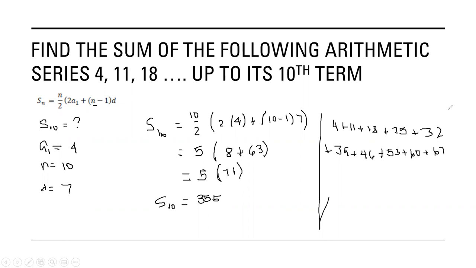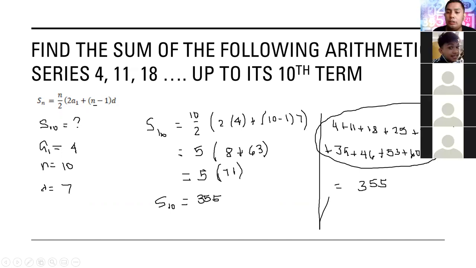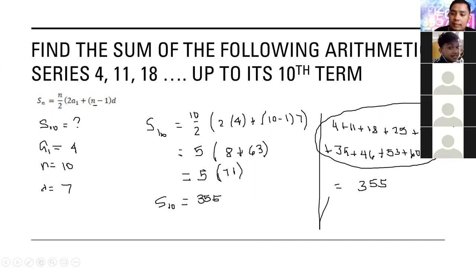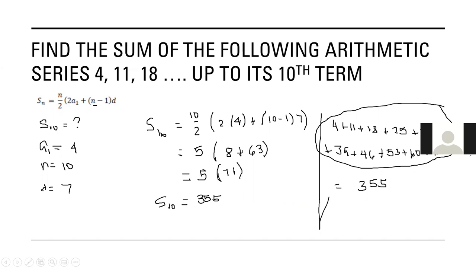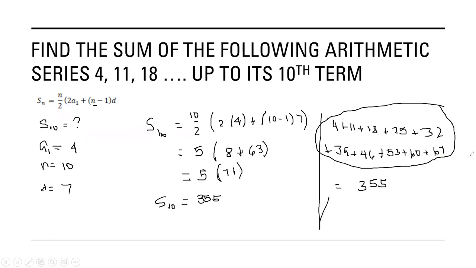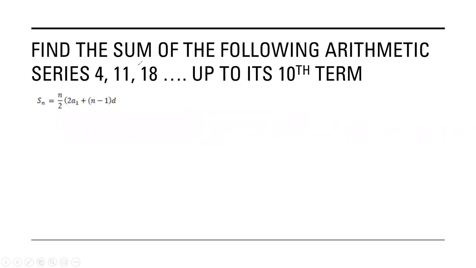Kapag in-add mo rin yan, lahat ng ito, kasi gumawa ka ng arithmetic sequence mo, that will still be 355. Ang magiging problema lang natin dito kapag nagkamali ka ng add, sira na lahat yan. Okay? So you can use the formula or you can use the listing method. Walang problema sa atin yan. Any questions so far? Malinaw po? Opo. Okay po. Very good. So let's have another one para po clear na clear tayo.